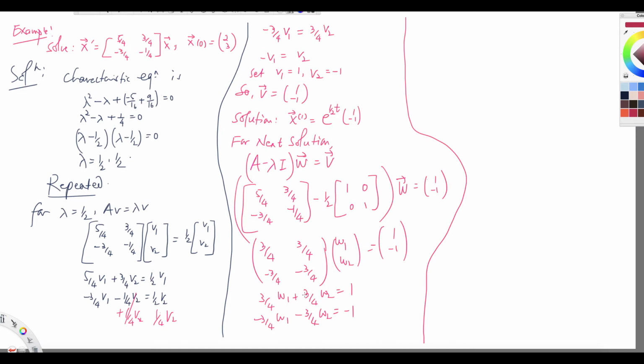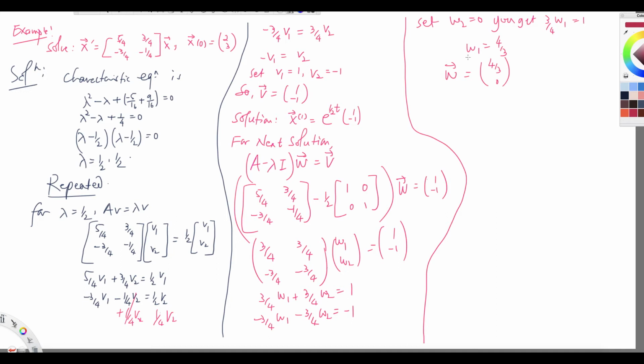So the easiest way is you can assume either W1 or W2 is 0 and then solve for the other one. So what I'm going to do here is set W2 equal to 0. If you set this equal to 0 or that equal to 0, what do you get? You get 3/4 times W1 equals 1. So you get W1 equals 4/3. So what is the vector W then? So the vector W will be 4/3 times 0. You can assume any number you want to, okay? So that is still fine.